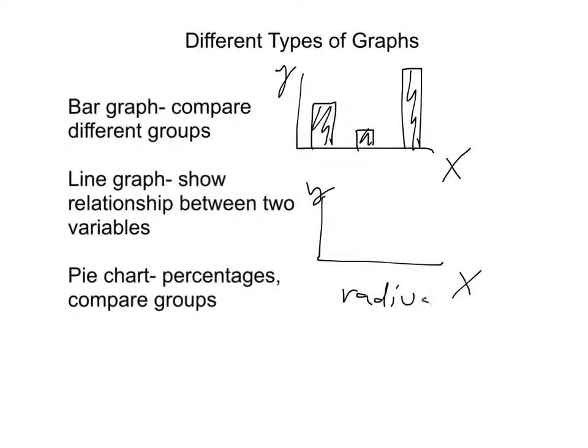So let's say it's the radius of a circle and the area of the circle. So we know that as the radius of a circle gets larger, the area is also going to get larger. So it's going to be somewhat of a direct relationship there.